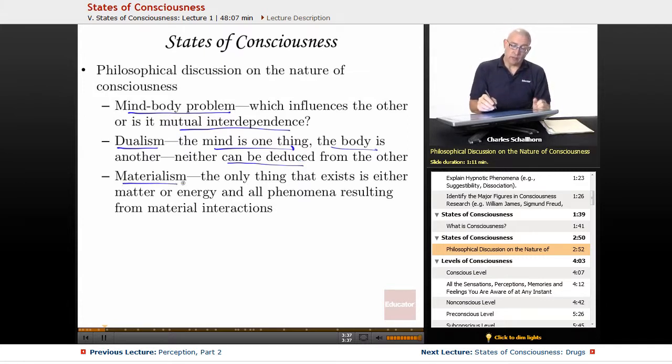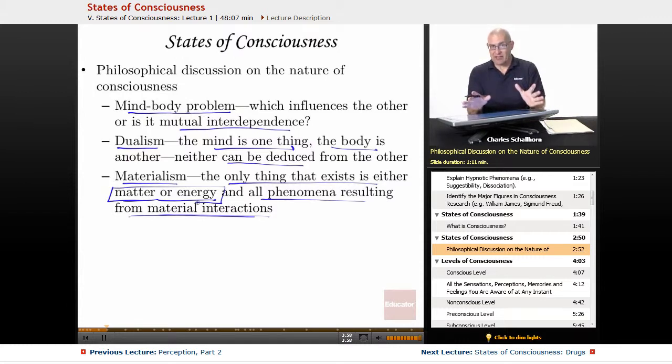And there's the idea within philosophy of materialism, and that is the only thing that exists is either matter or energy, and all phenomena resulting from material interactions. So if it's not involving matter or energy, then materialists will say, well, then it's kind of pointless to look at that because we're making stuff up now.